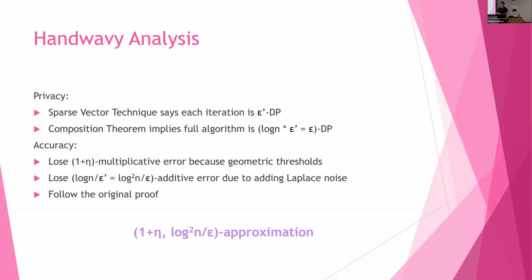But this isn't exactly what I promised you guys 30 minutes ago. I promised you guys 1 plus eta and then O(log n). I'm off by a log factor here. So we need to be even more clever. To do this, we need to use this privacy amplification lemma and also some ideas in sublinear algorithms.